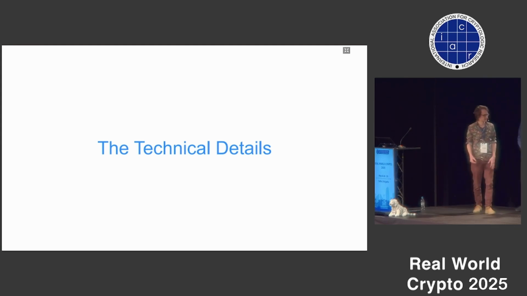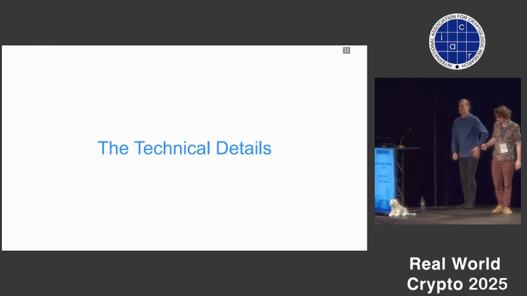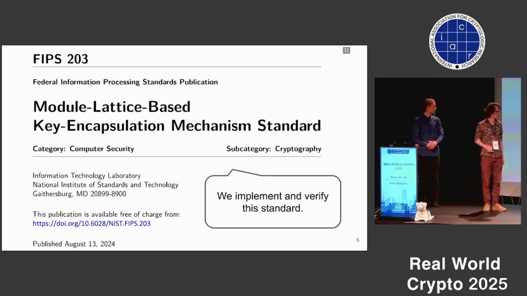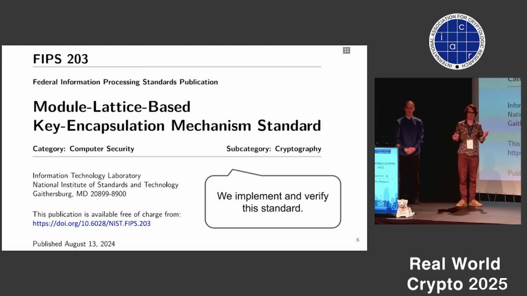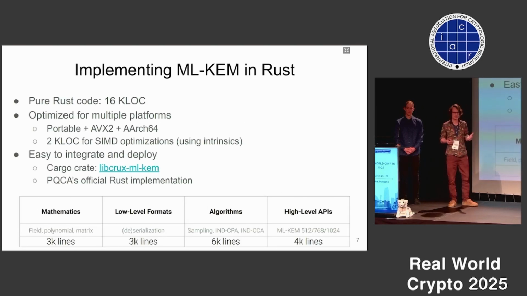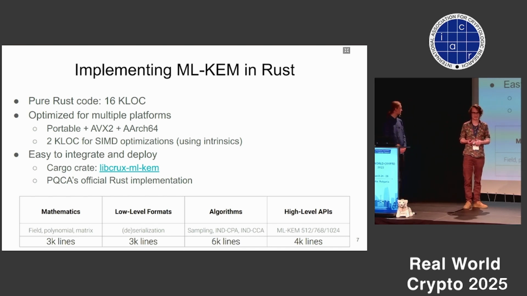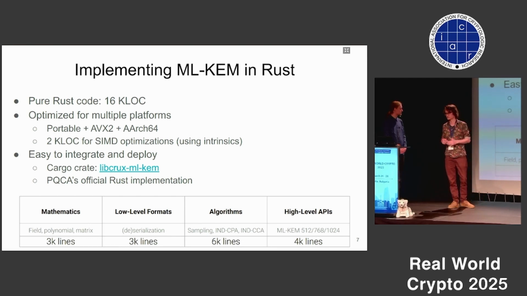Thanks, Andres. So yeah, let's dive into the technical details. Our target is ML-KEM, previously known as Kyber or FIPS 203, and we implement and verify this standard. But what did we implement really? We implemented ML-KEM in no-std Rust. That's around 16K lines of code, and it's optimized for both Intel and AArch64. And there's around 2K lines of code for SIMD optimizations using intrinsics.